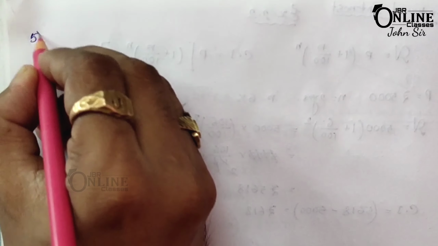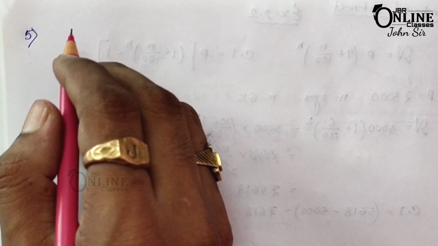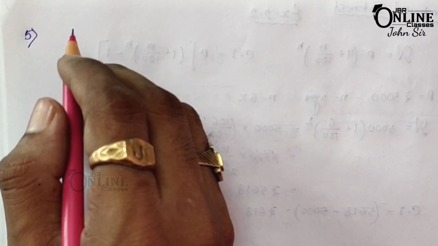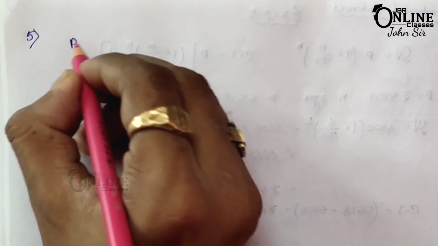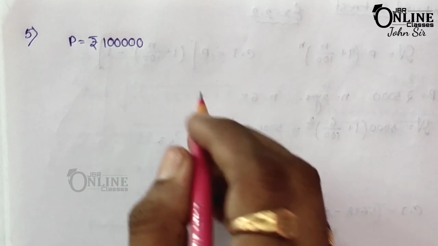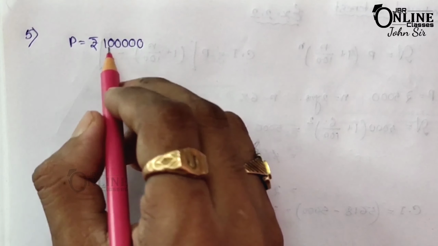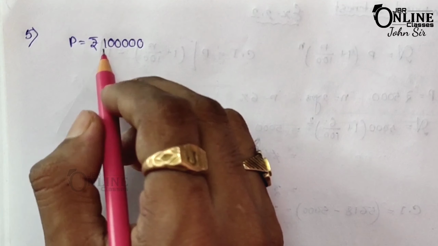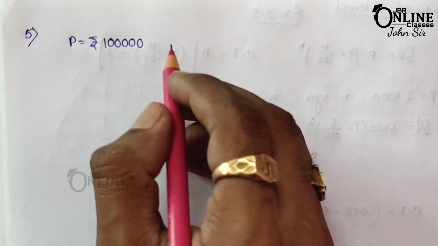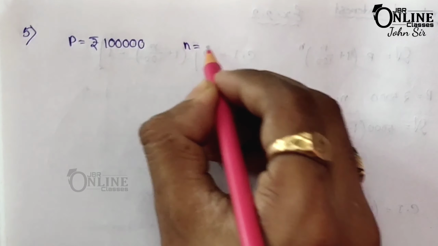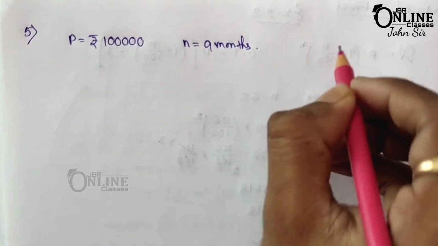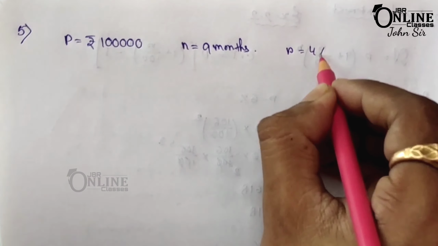Now sum number 5. Find the amount and the compound interest on rupees here 1 lakh. So here principal equal to rupees 1,00,000. Compounded quarterly, remember that, compounded quarterly for 9 months. So here time is 9 months, and rate equal to 4%.